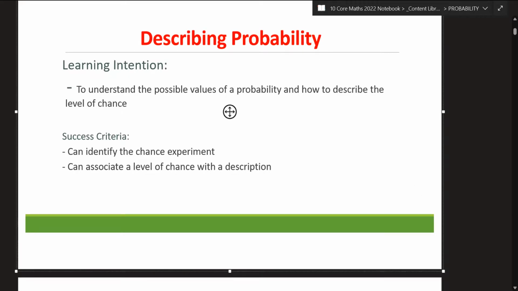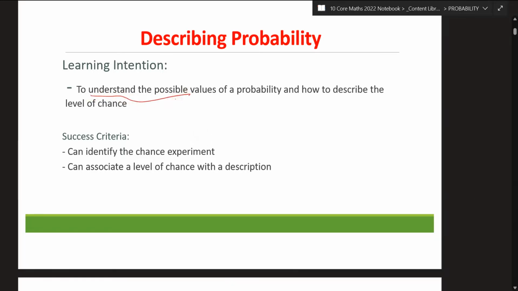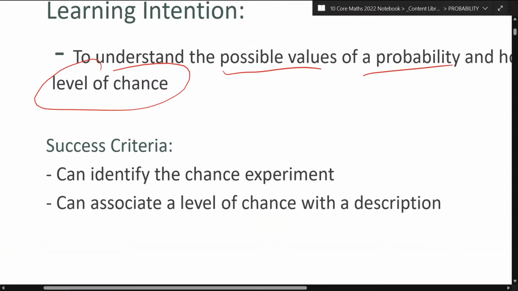So our learning intention for today, or what I want to try and get out of, at least for this part of the lesson, okay, is be able to understand the possible values of probability. So possible outcomes, possible results, things that could happen based on a certain event, okay? And also the level of chance. Now, when we talk about level of chance, we've learnt about words like unlikely, very likely, definitely, or zero chance, or 50-50 even. Okay, that's the levels of chance that you might have. But they can also be represented as numbers.